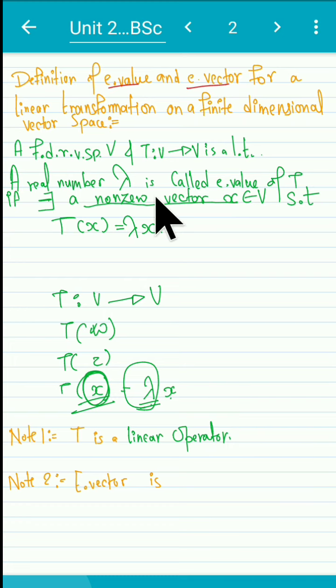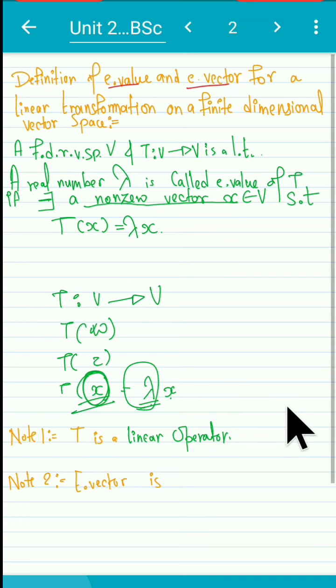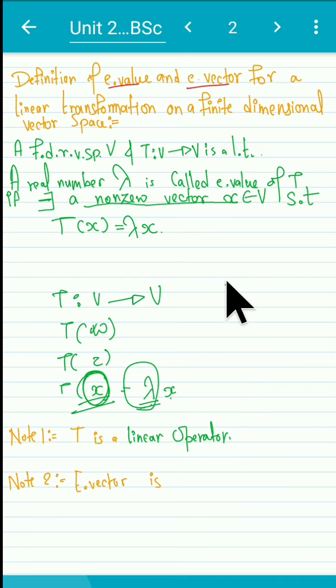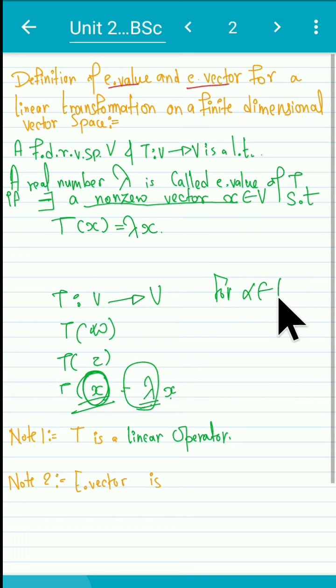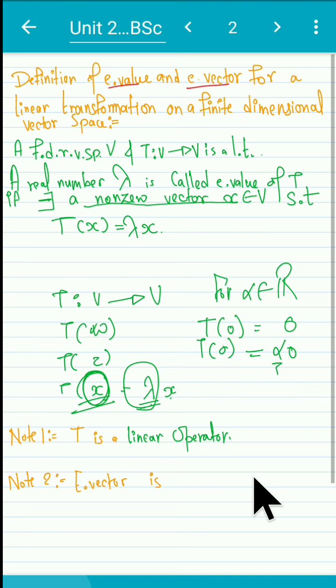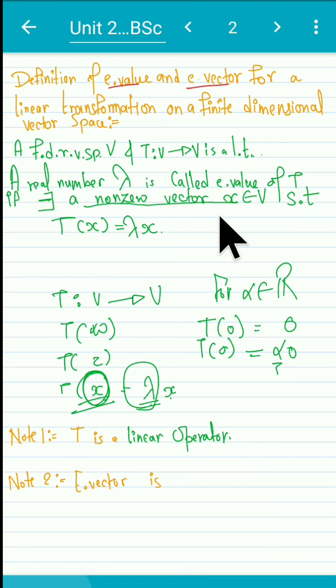Suppose I allowed the condition of 0 also, meaning there exists a zero vector. Then for any alpha inside R, I know that T of 0 is always 0, since a linear transformation sends 0 to 0, hence it is the same as alpha times 0. Means alpha is also an eigenvalue now. Hence, if we consider 0, then any real number will be an eigenvalue. So we restrict our case to a non-zero vector x. Okay, so I think this is clear.